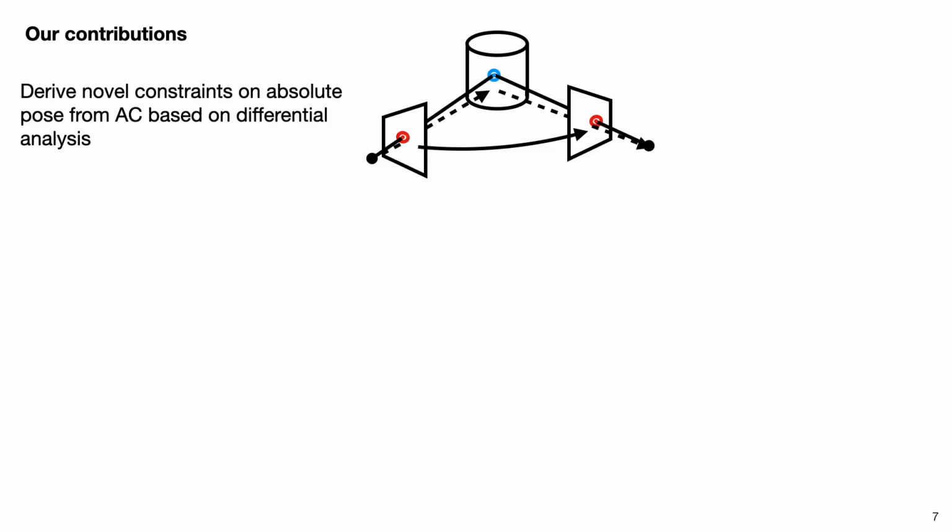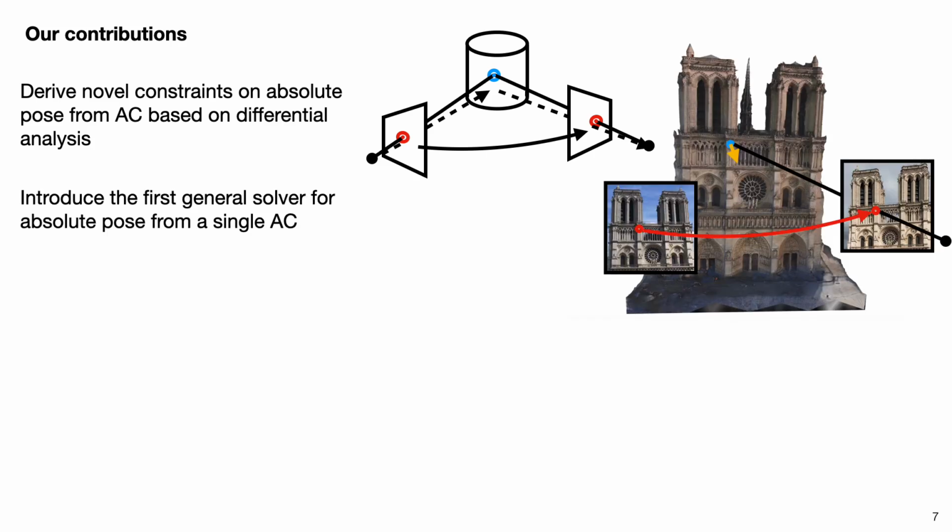In our work, we derive novel constraints on absolute pose from an affine correspondence based on differential analysis of the transformation from the reference image to the query image. Based on these constraints, we developed the first general solver for absolute pose from a single AC.